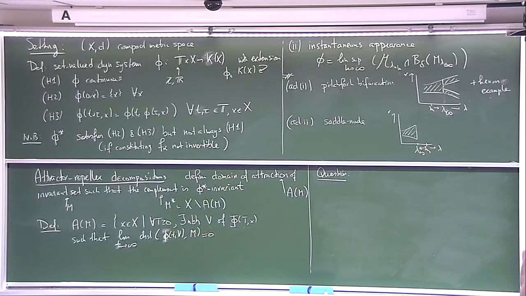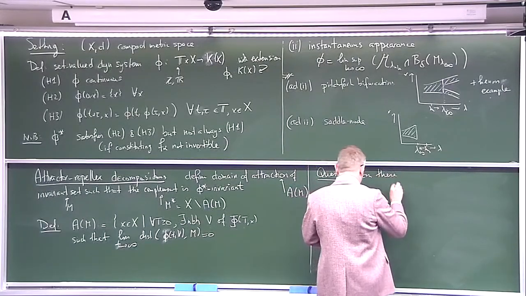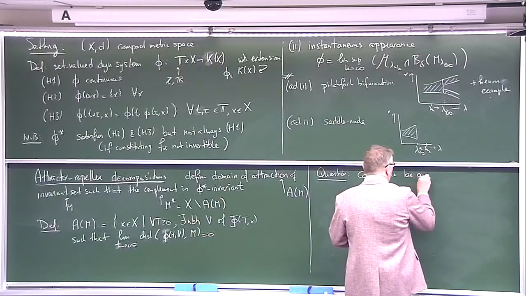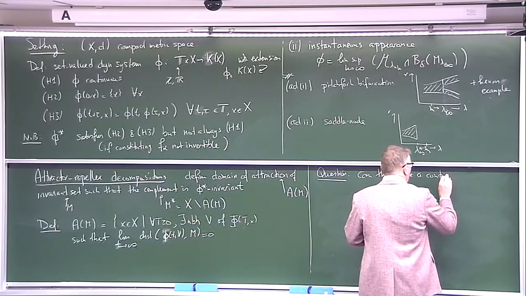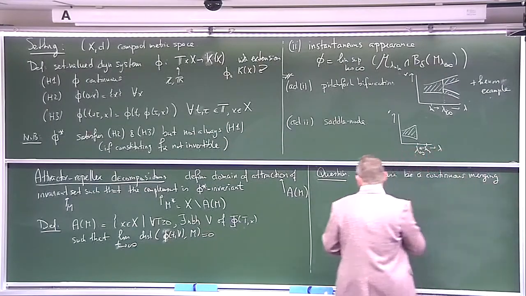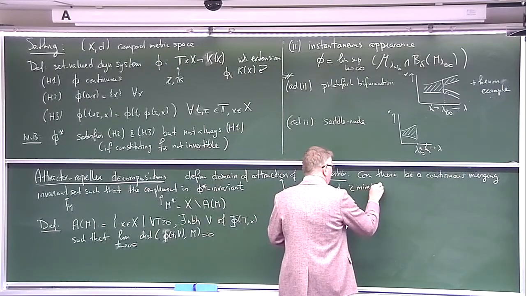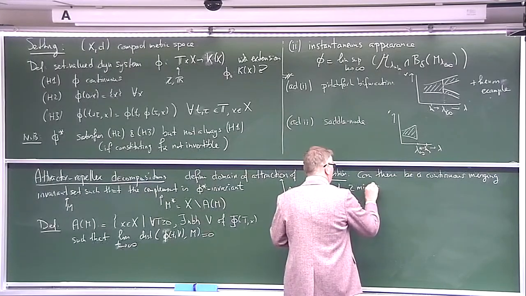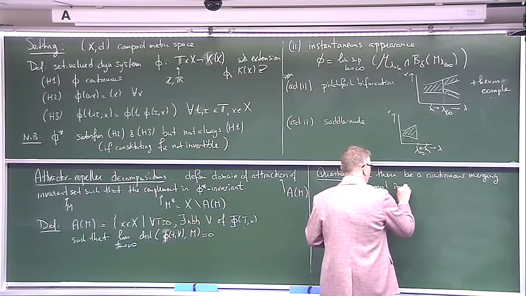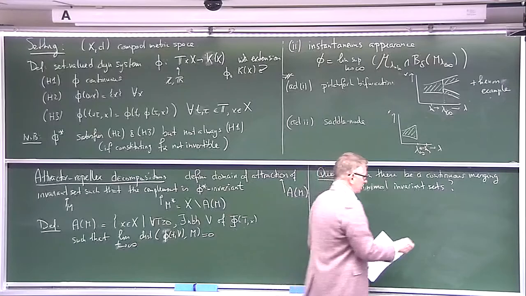So we'd like to still know a little bit more. I also want to say something about the F star invariant set. Maybe the first question is, can there be continuous merging of two minimal invariant sets? And the answer is no.